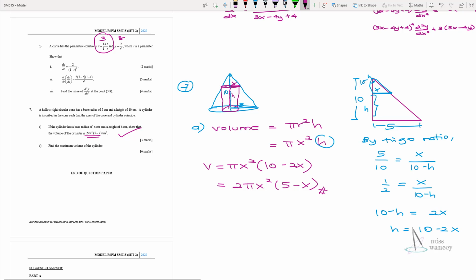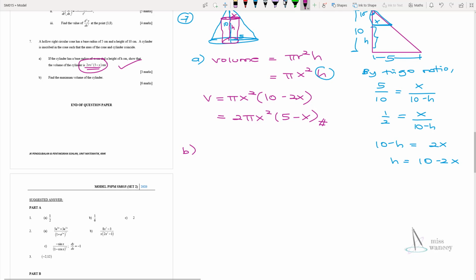Find the maximum volume of the cylinder. So see, the question really got you right. Even if you couldn't show them, never mind, you can actually use this value to find the maximum volume. Okay, so to answer B, I have to find the stationary point first, and then I need to calculate the second derivative as well, because I need to prove I have a maximum volume. Okay, so let us differentiate this to get dv over dx.